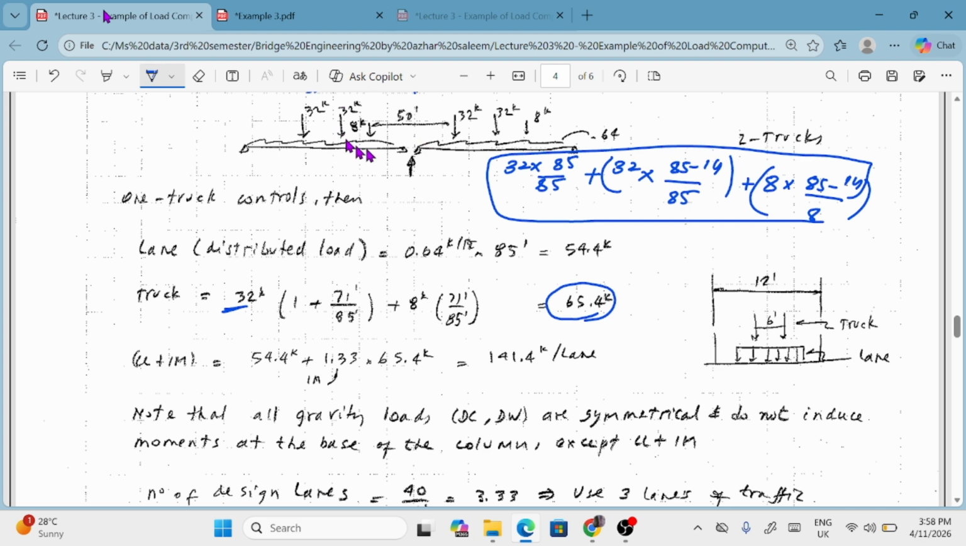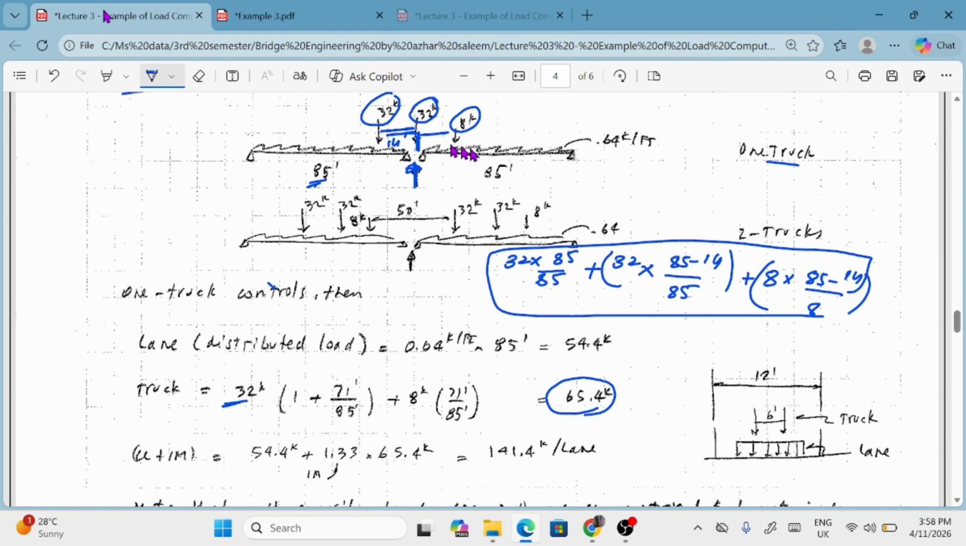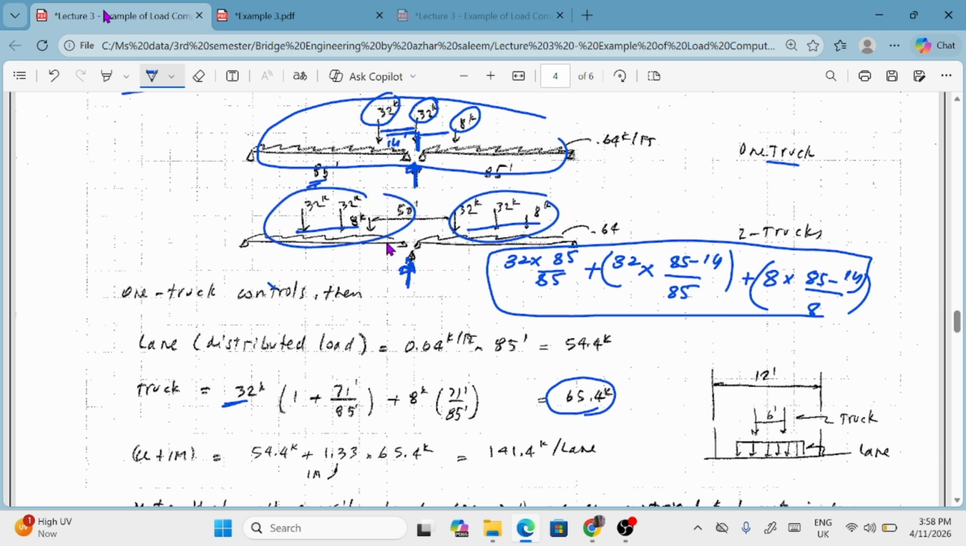If we choose this one-truck situation, with one truck on this bridge, it will give us a higher load, 65.4, compared to placing two trucks on the bridge. The load on this pier will be lesser in that case. This is your assignment. You should calculate this two-truck situation, so you will get an idea that it has lesser load on the pier.